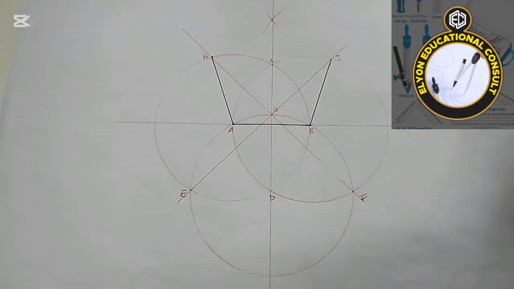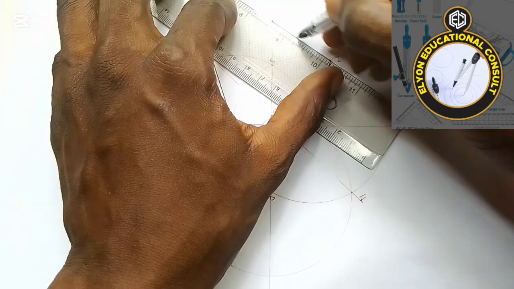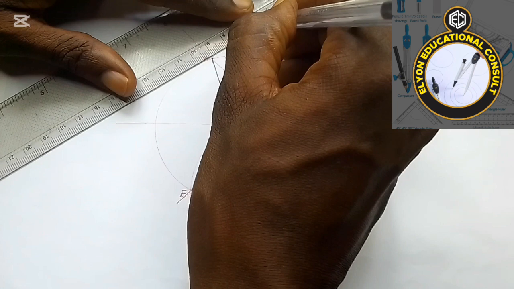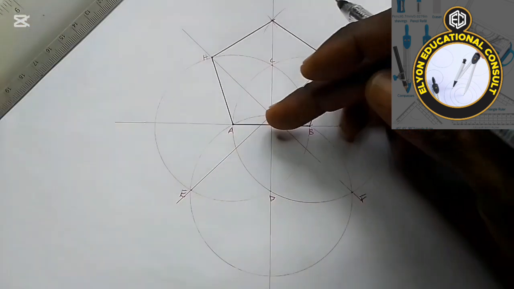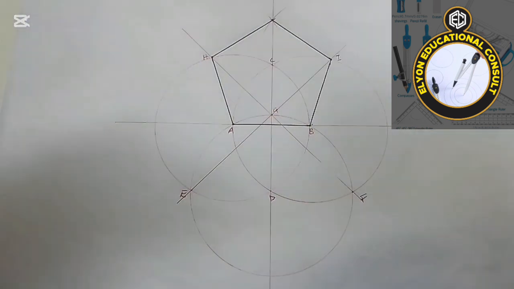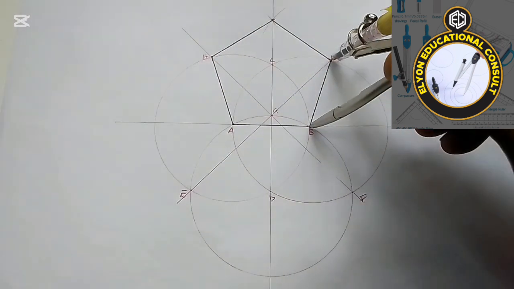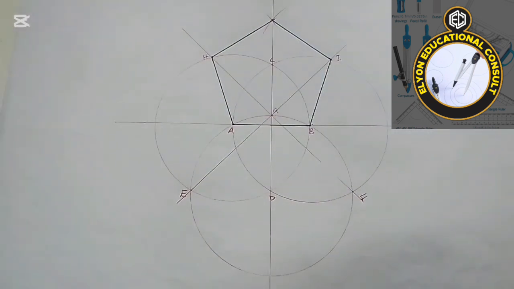So I'm going to be joining those 2 points together now. I will join this to this, then join this other point together this way. So this is my regular pentagon, such that the length of all the sides are equal. This is equal to this, which is also equal to this. You can see all the sides are equal and all the angles are equal. So this is how to construct a regular pentagon when given the length of one of the sides.